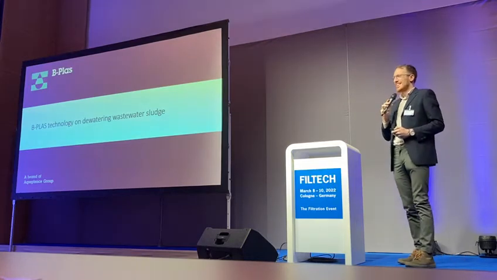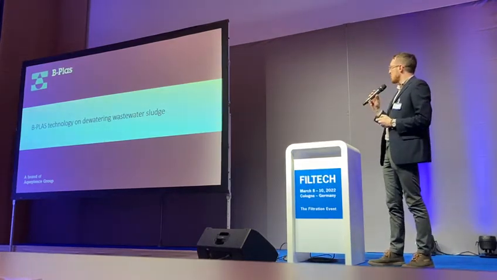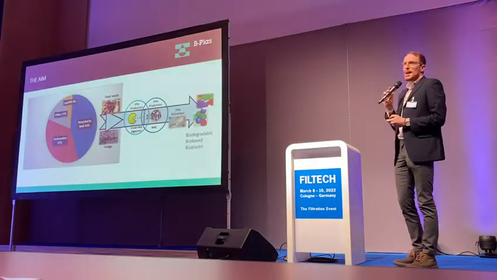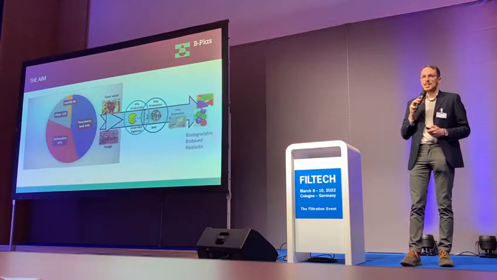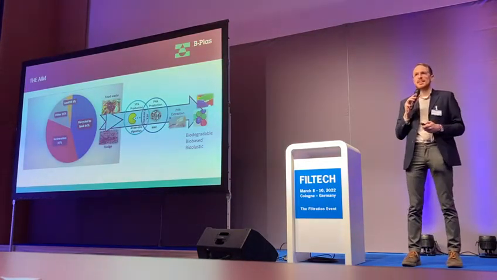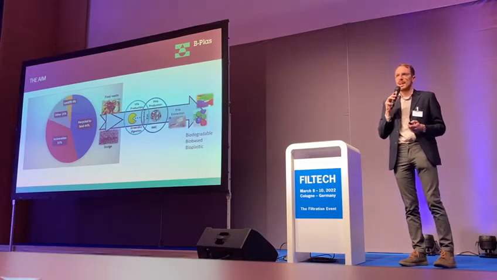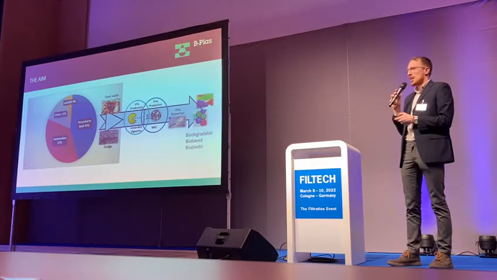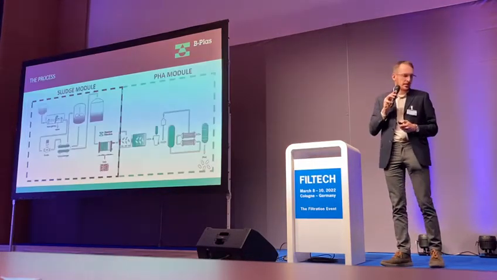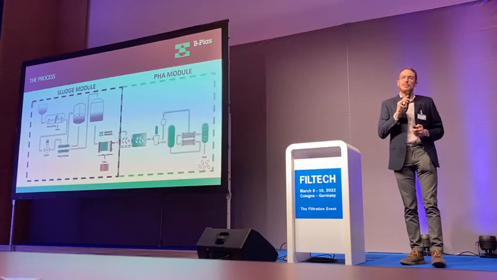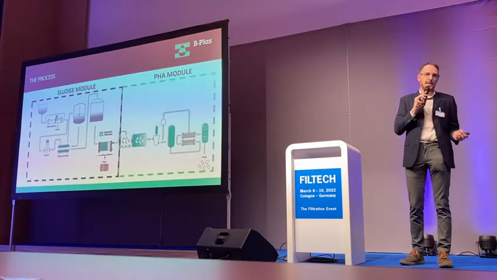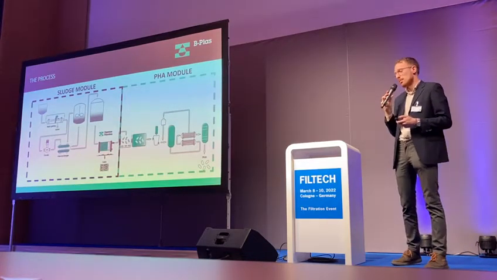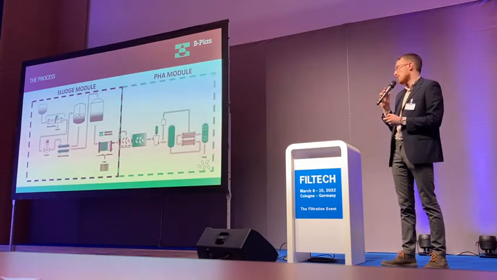I'm Daniele Pirini, as the speaker kindly introduced me, and I'm here to talk to you about B-Plas. The aim of B-Plas is to reduce the amount of sludge going to disposal and to convert a fraction of the organic content of the sludge into a bio-based, biodegradable bioplastic, which is PHA, polyhydroxyalkanoates. The B-Plas process can be divided, as you can see, into two main modules, a sludge module and a PHA production module. Today we will focus just on the first one.